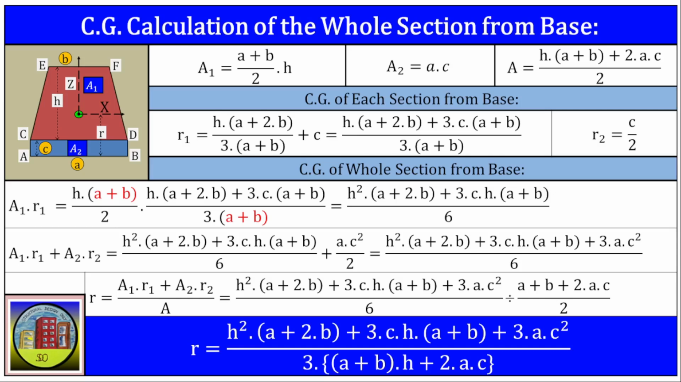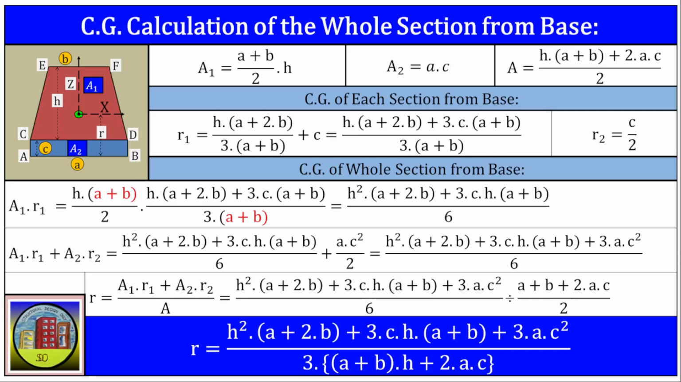Total moment, A1 into R1 plus A2 into R2, equals to, H square into, A plus 2B, plus 3 into C into H into, A plus B, plus 3A into C square, by 6. Calculation for the CG of the whole section from the base. R equals to, A1 into R1 plus A2 into R2, by A.